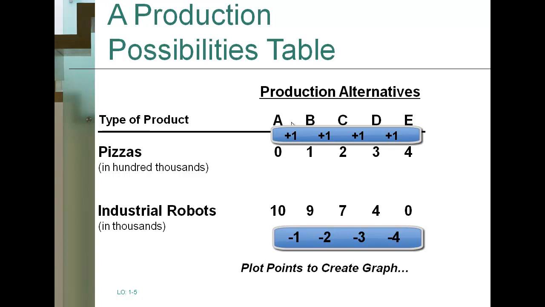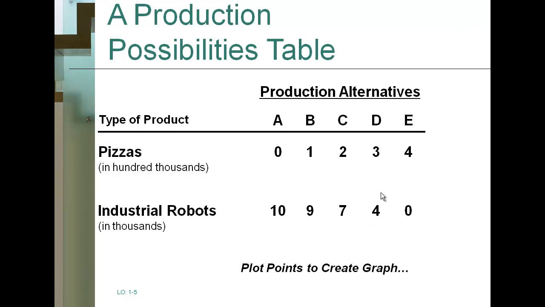So every time I went from A to B to C to D to E, there was an increasing amount of robots that I had to forego making at each additional stage. That is the law of increasing opportunity cost. With each one pizza that I gain, I lose an increasing, being the key word, amount of robots. But does it work the other way? The answer is yes.